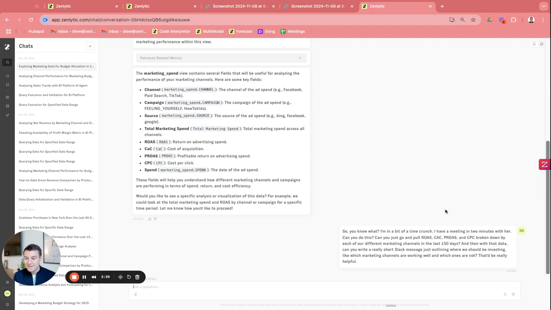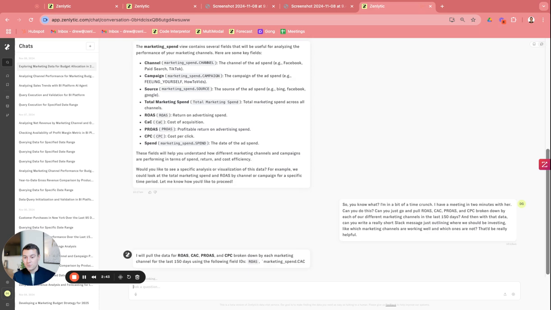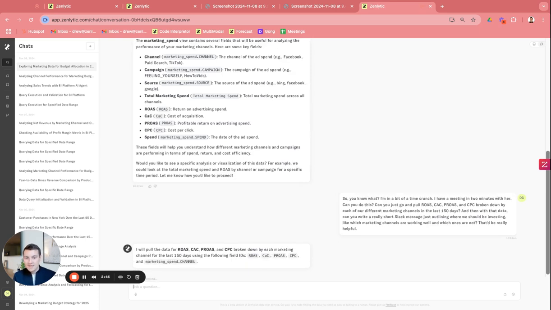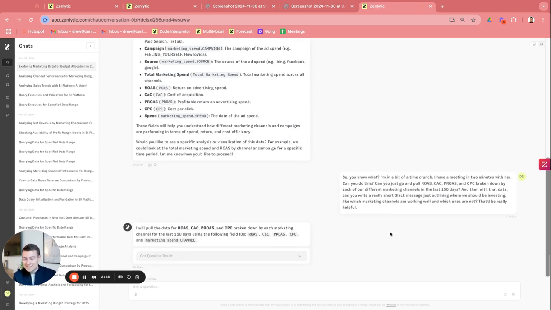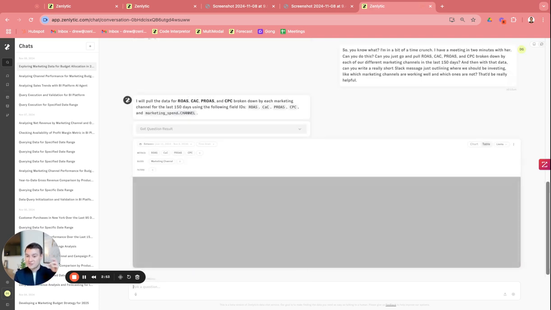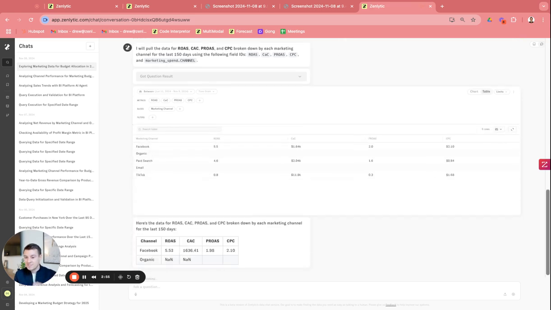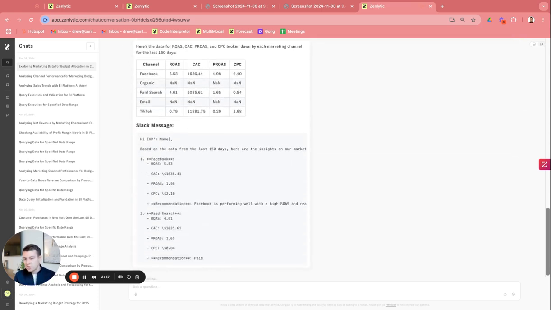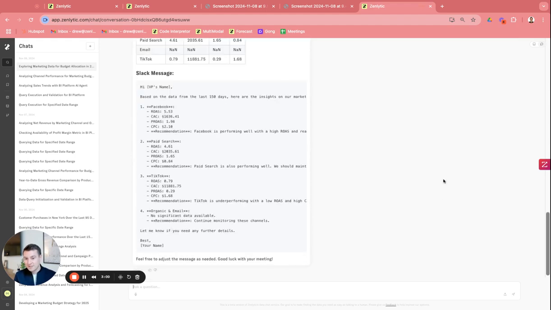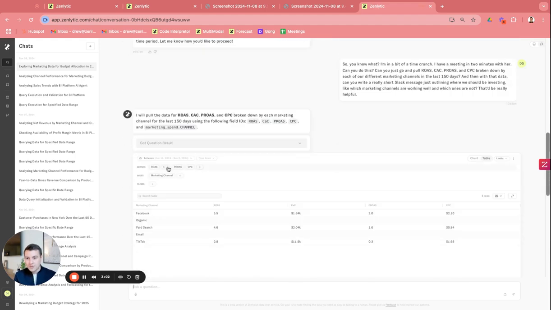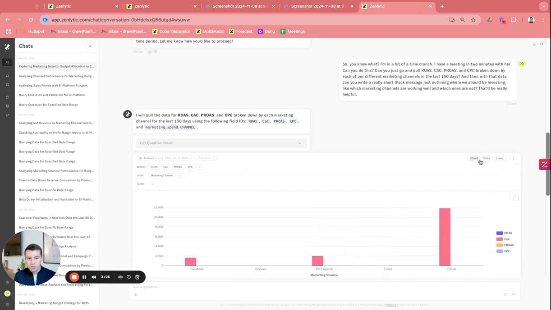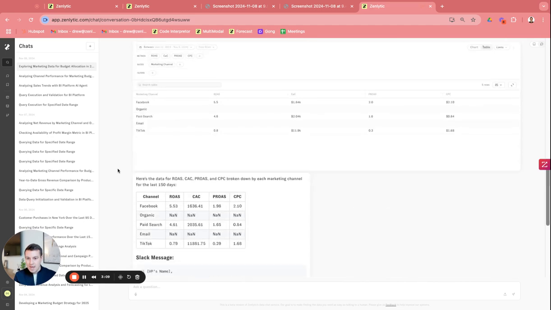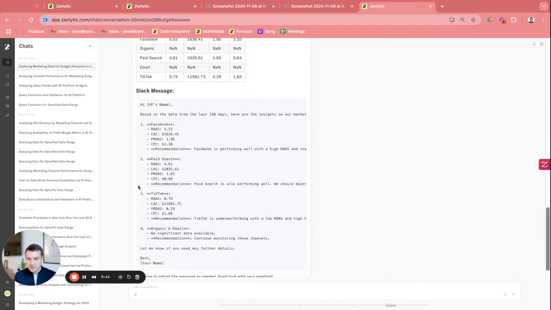And I think one of the reasons why natural language NLP tools of the past haven't worked is they haven't been able to actually understand and comprehend the way people actually ask questions. You needed to ask questions in a very structured way that was almost an abstraction of SQL. But with Zoe, she's capable of understanding the way people actually talk. And she's going to come back and say, okay, I pulled all the data. I'm looking at ROAS, CAC, PROAS, CPC. If I want to look at it in a chart, we could do that. And here's a summary of the data, and here's your Slack message.